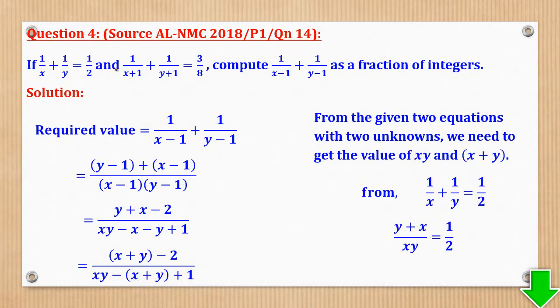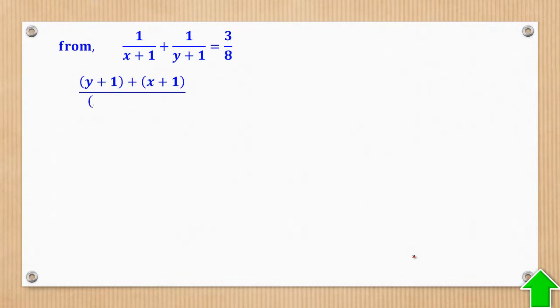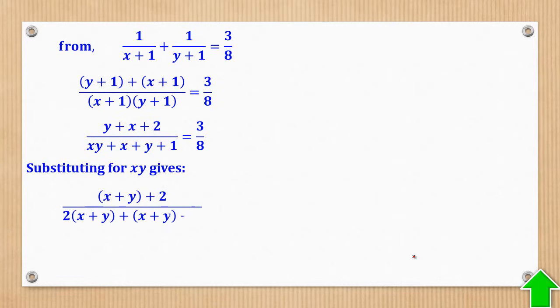So we shall get them from these two equations. Therefore, from the first one, combine into one LCM, you will come up with xy is equal to 2(x plus y). Okay. Then from the second equation, combine into one LCM, open, expand. Then we substitute for xy. Remember they told us that xy is equal to 2 in brackets x plus y. So substitute for this to give you this.